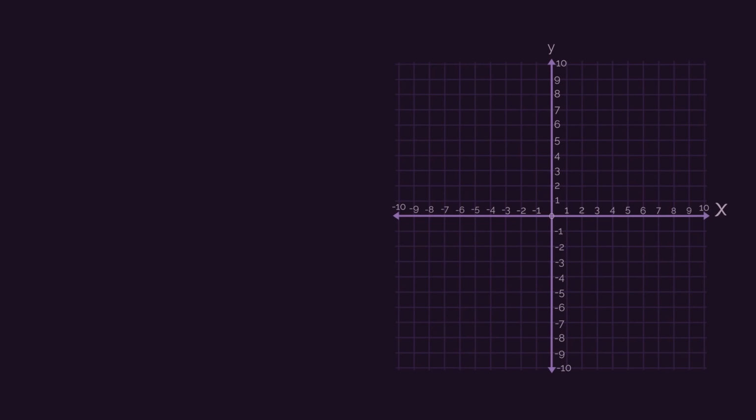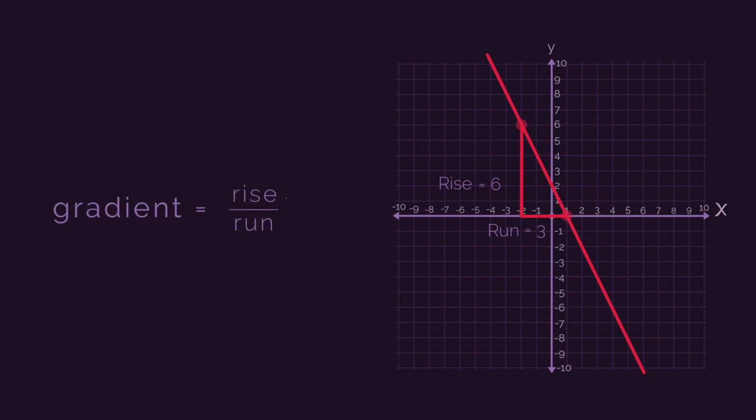Did you get -2? If you got it right and you want to skip the explanation, click here. Otherwise, keep watching. So I'm going to choose these 2 points, but you may have chosen different ones. The rise is 6 and the run is 3. So gradient equals rise over run, so 6 divided by 3, which we simplify, the gradient is -2. Remembering it is negative because it is going in this direction.